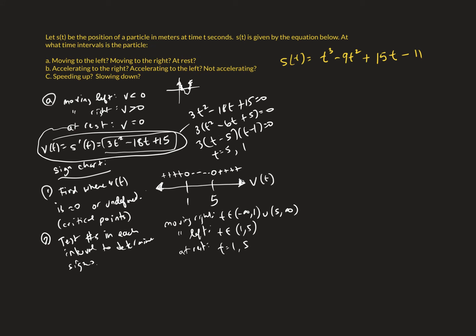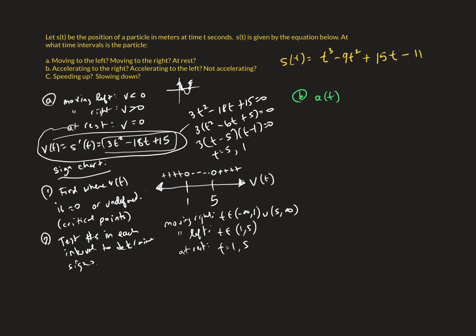Now, that's a sign chart, basically. You find where the function you're trying to determine its sign, whether it's positive or negative, is equal to 0 or undefined. You put them on a number line, you test the intervals, and you label the signs. So for part B, it's asking where it's accelerating to the right, accelerating to the left, and not accelerating. So we're actually going to follow the exact same process for B, making a sign line, but this time we're interested in where the acceleration is positive, the acceleration is negative, and where the acceleration is 0.